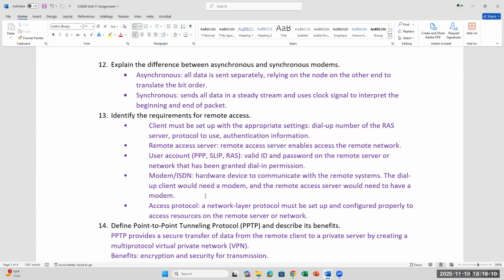If I'm wirelessly connected, my modem has to be wirelessly accepting the signal, right? And then you need to have a protocol for access. So we would look at the network layer protocol for the setup.